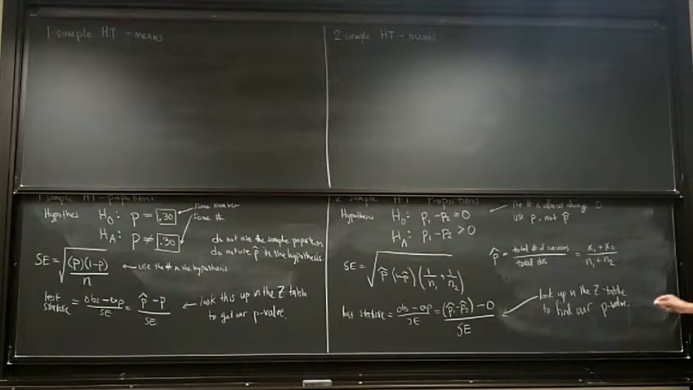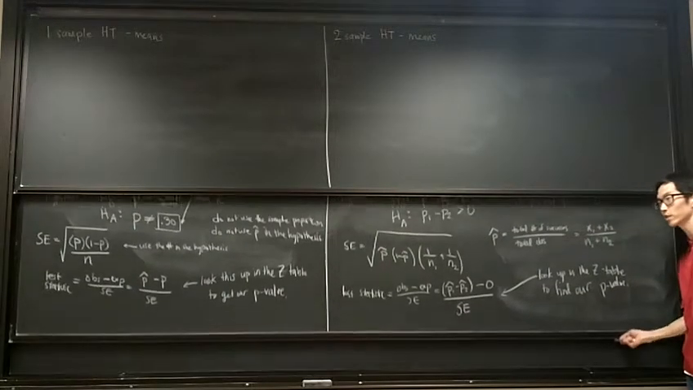Now, in general, if you get a positive value here, you're generally going to be looking to the right, okay? Because you're looking in the opposite direction, or into the tails in general.